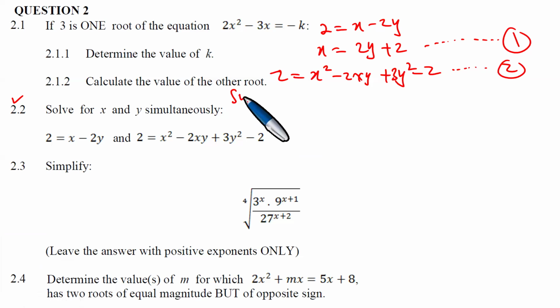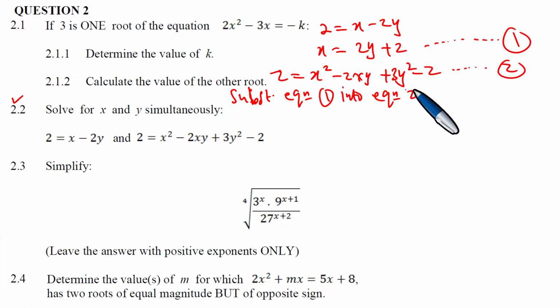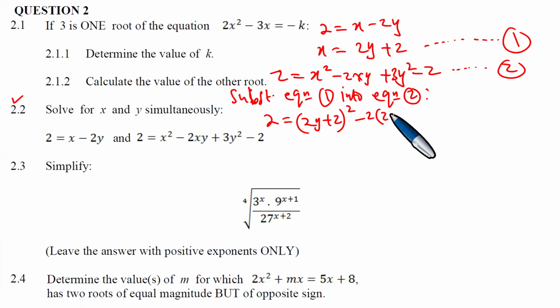So you substitute equation 1 into equation 2, which means in the place of x, you put 2y plus 2, you square, minus 2, in the place of x you put 2y plus 2, you put y, and then you have 3y squared minus 2.